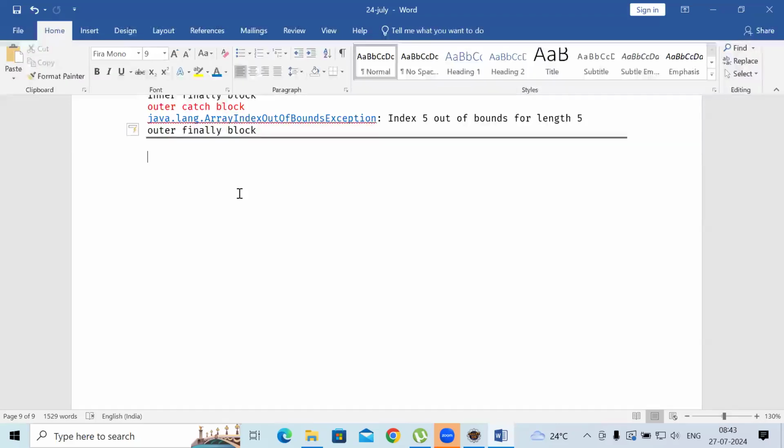But we have not discussed 2 more. What are the 2 more? Throw and throws. Totally 5 keywords are there: try, catch, finally, throw, throws. Out of 5, 3 we discussed. 2 more are there, which we'll discuss after discussing how to create user-defined exceptions. Am I clear with you? Yes, sir. Okay.